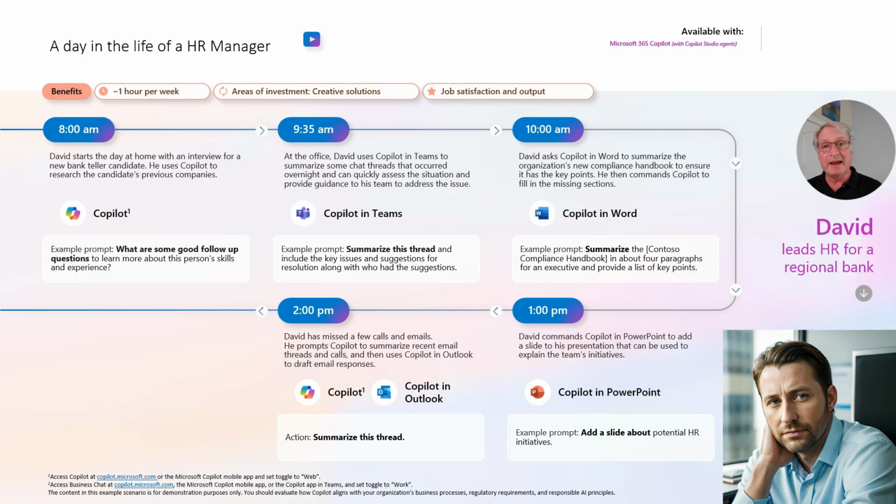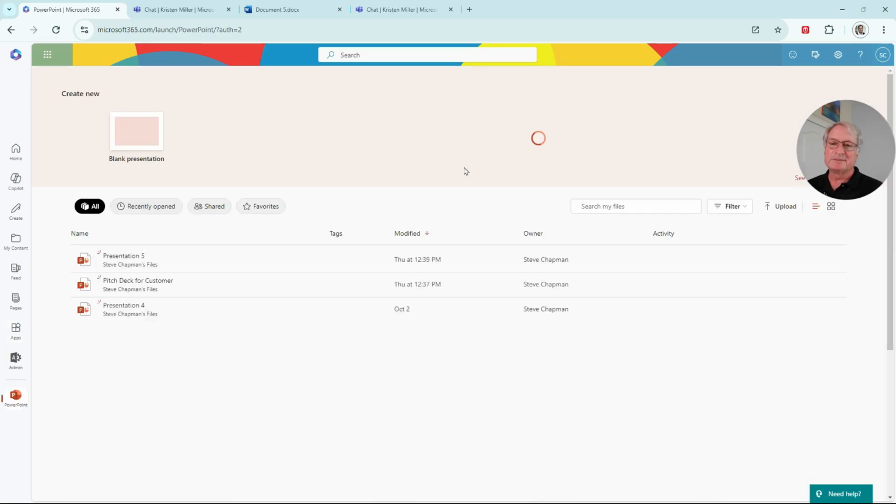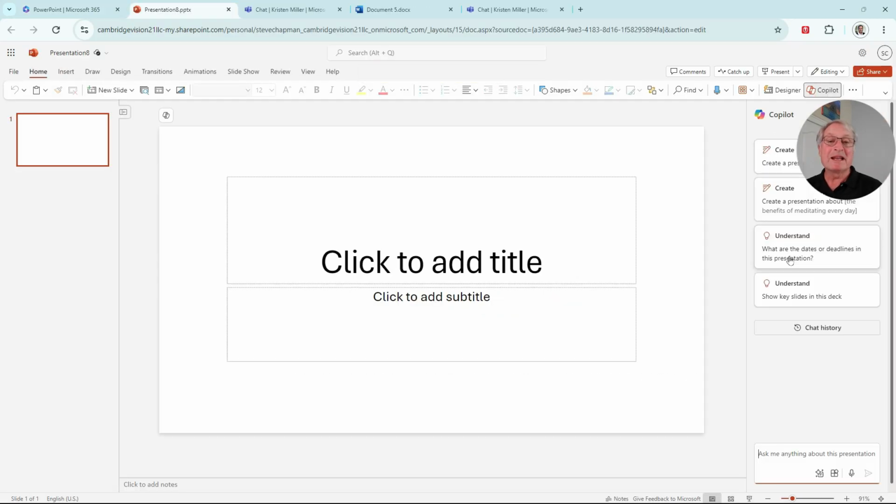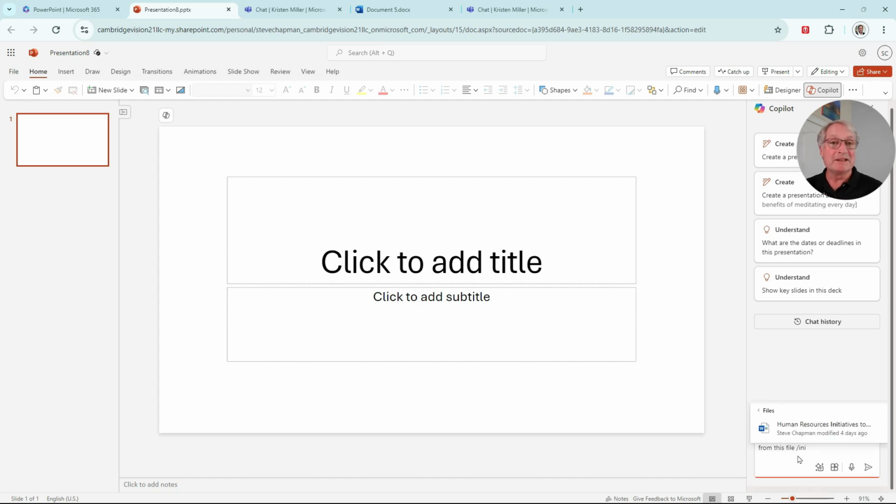Next, David needs to create a PowerPoint slide that addresses initiatives in his department. So let's help him do that. Let's open up PowerPoint. Let's open up Copilot. We're going to give Copilot a prompt to create that one slide. When we put a / in the prompt, it's a key to Copilot to look for a particular file. So here's the file that we want. We're going to run Copilot.